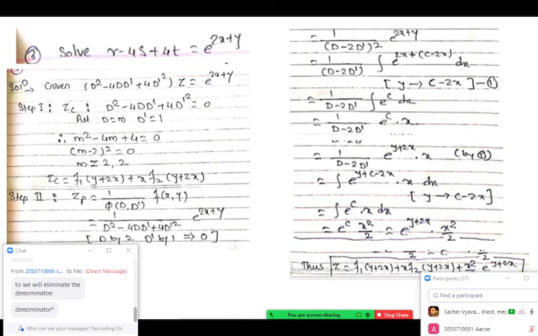Yes, correct, Saitya. We are actually not eliminating, it is not the right word. We are operating the 1 upon D minus mD dash factor. When we operate 1 upon D minus mD dash factor, f of x, y becomes the integral of f of x comma c minus mx dx. That's a general method rule. One by one we are operating the factor, so indirectly that factor is eliminated. Correct.